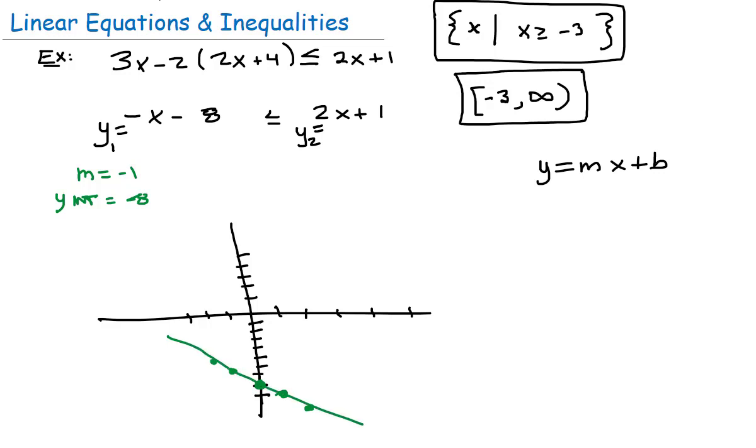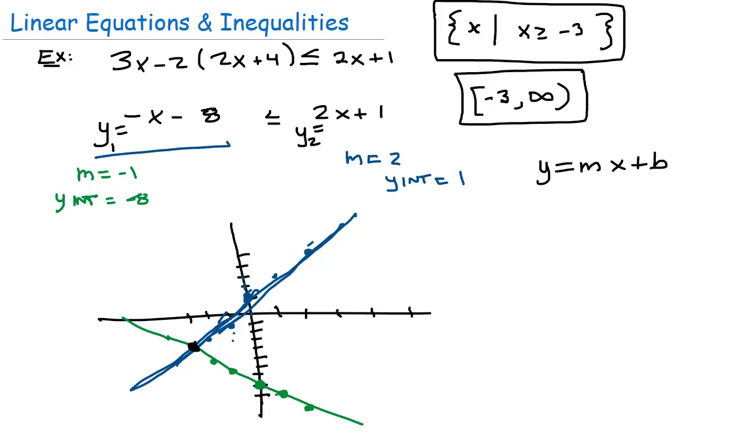Now the right side, similar: the slope is 2, and this time the y-intercept is 1. So we have (0, 1), and we go up 2 and run 1, up 2 and run 1. So we're basically saying, when is the left side less than or equal to the right side? Because that's what this inequality setup is saying.